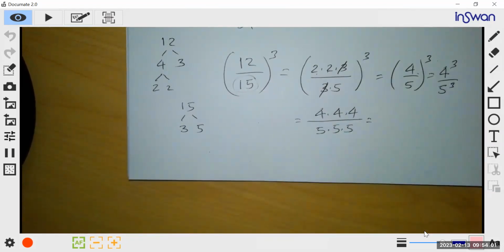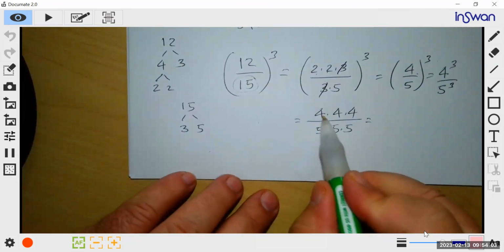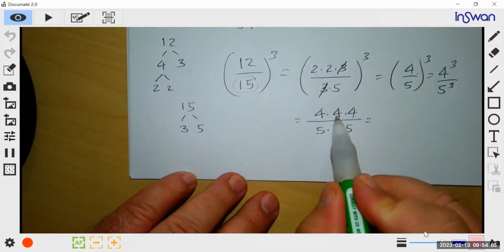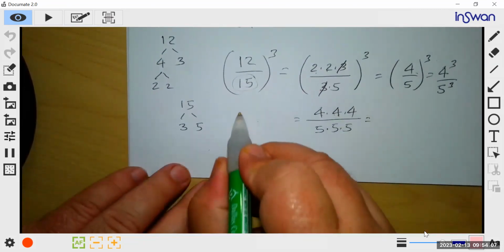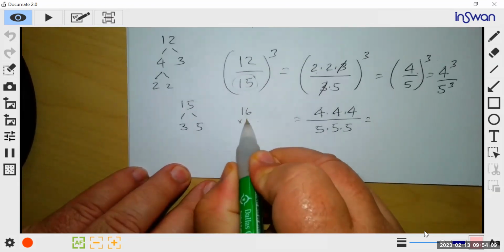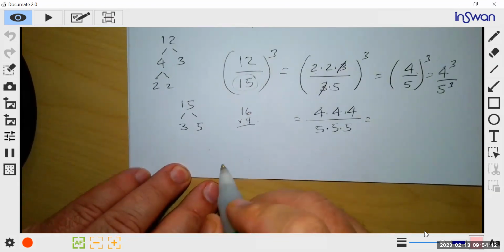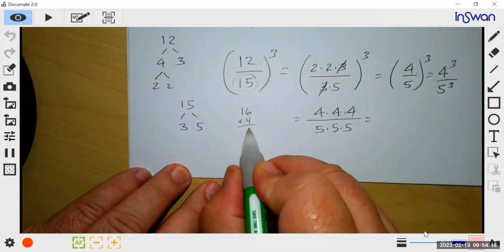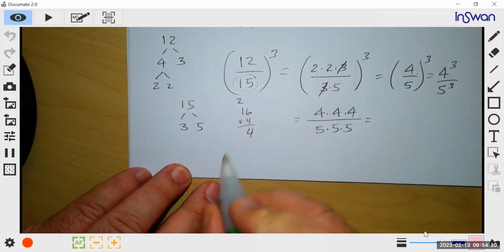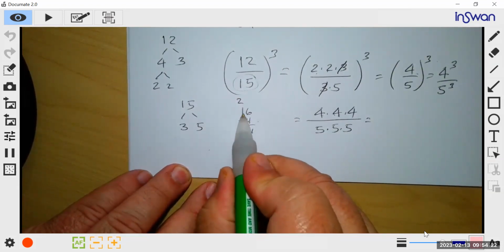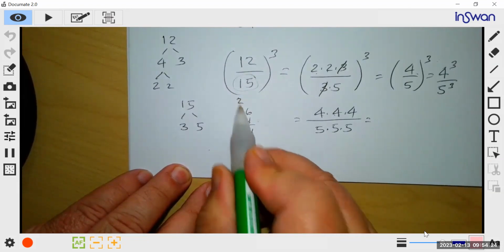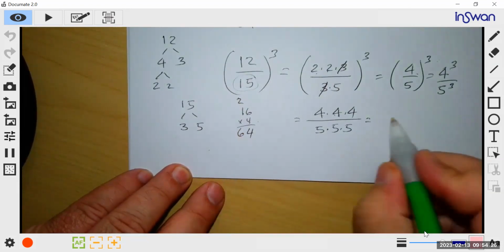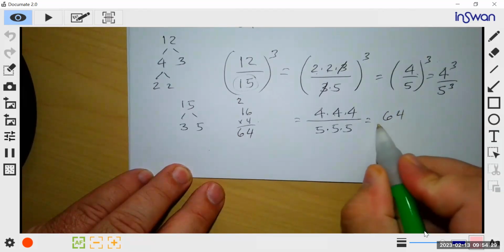Once I multiply these, I'm done. 4 times 4 is 16. 16 times 4. 6 times 4 is what? 24. So put 4 there. 4 times 1 is 4 plus 2. So it's 64.